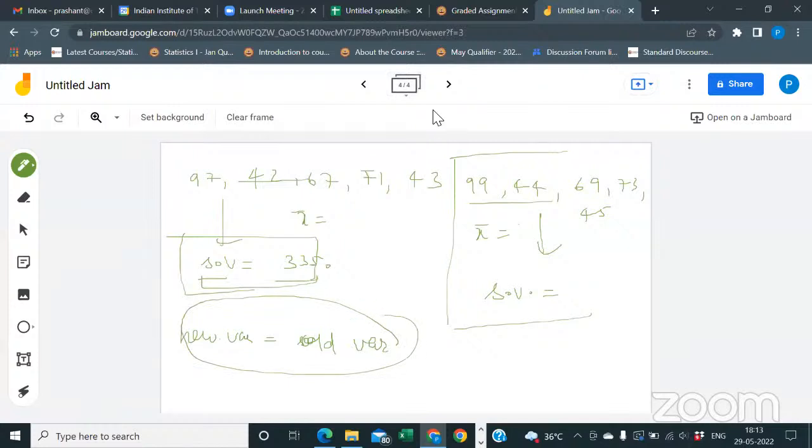Okay. It's clear? One last question, in EMQ first EMQ.